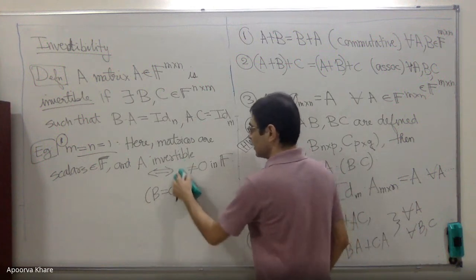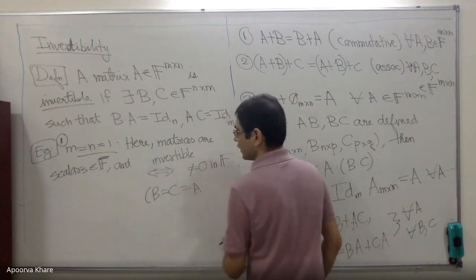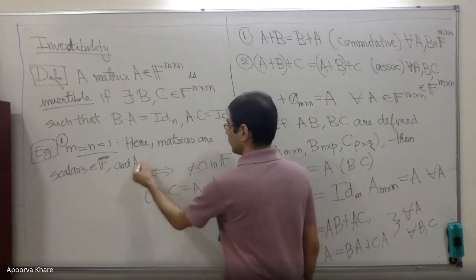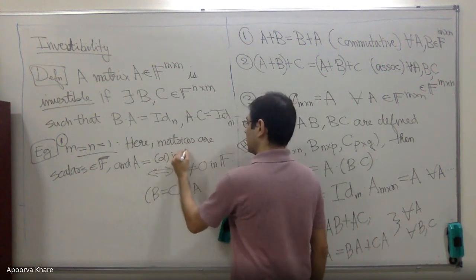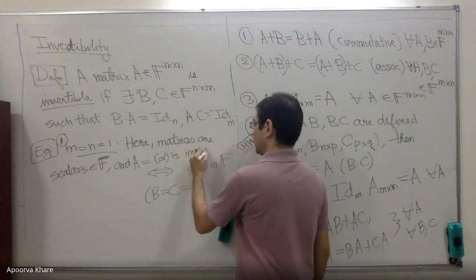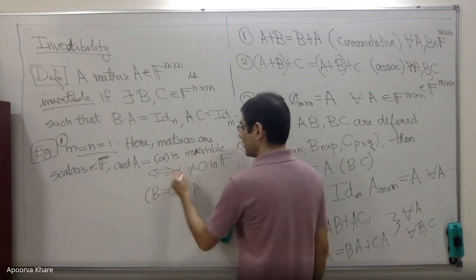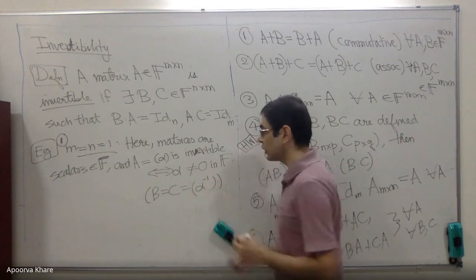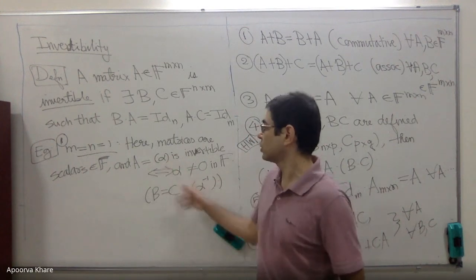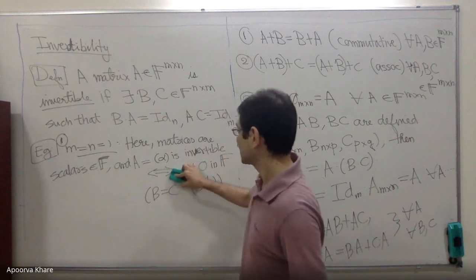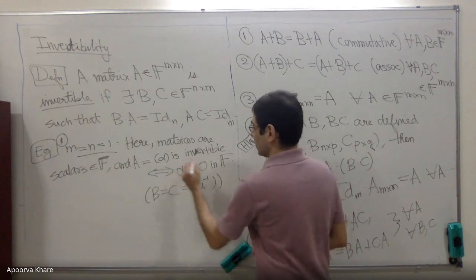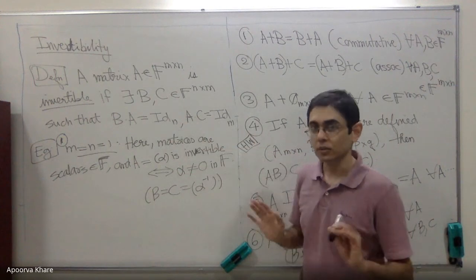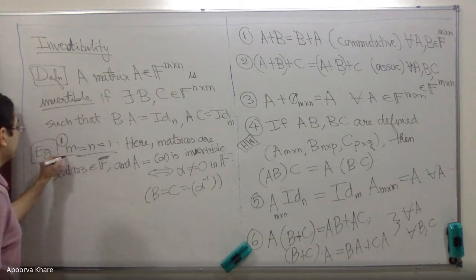Let's say A equals alpha. Alpha is invertible if and only if alpha is not zero, because then B equals C equals alpha inverse. And for any non-zero element, you have an inverse map. What happens when you multiply two 1 cross 1 matrices? You just get the product, right? Alpha times alpha inverse is 1, and 1 is the identity matrix of size 1 cross 1. That's correct. This is when you have scalar matrices.